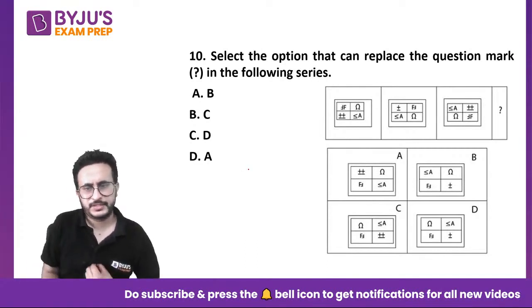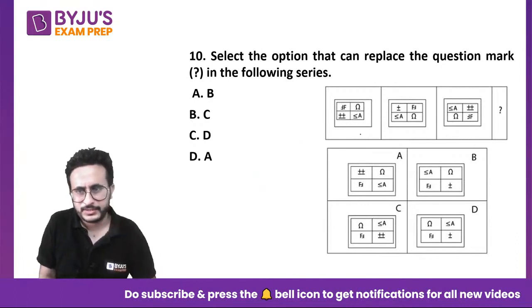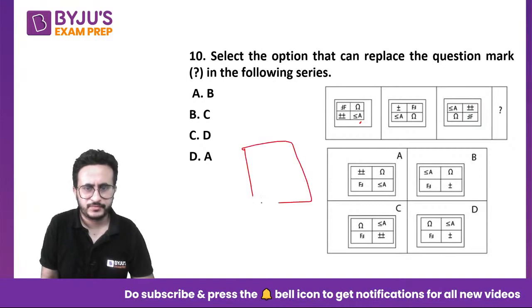So if we see this, it looks like a series to me, right? Because this is at this position, then A goes this side. So it is going in the clockwise direction, right? A moving to this side, then this side. So by that logic, A should come on this side with this symbol. Okay, so you can eliminate options A and B.